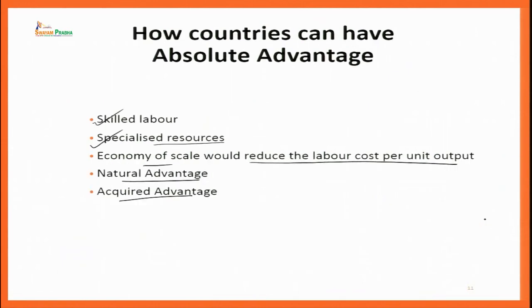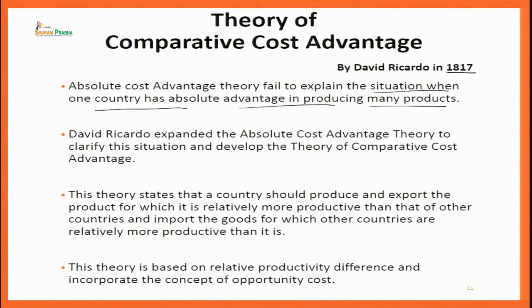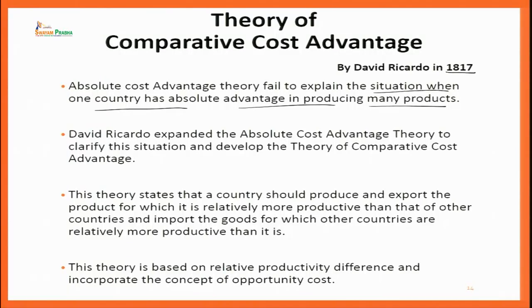However, this picture is not going to be clear when you have expertise or excellence in producing both pen and audio tape. You are excellent in producing both of them. Then which particular product should be produced and which should not, what should be exported, what should be imported? Now the question is not clear as per the absolute cost advantage theory. That's why this David Ricardo theory came into the picture.